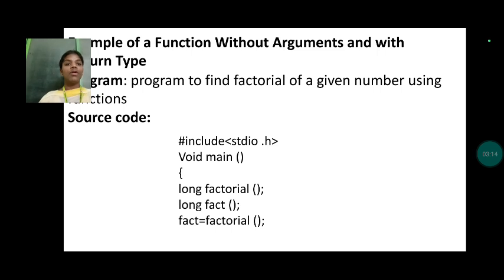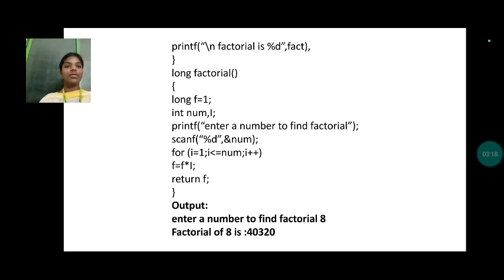It is the function call. When we call a function, it goes to the function definition. Here printf "\n factorial is %d", fact, long factorial. It is the function definition. When we call a function, it comes to the function definition. The statements under the long function definition are executed and it will again go to the function call. The statement below the function call is finally executed.